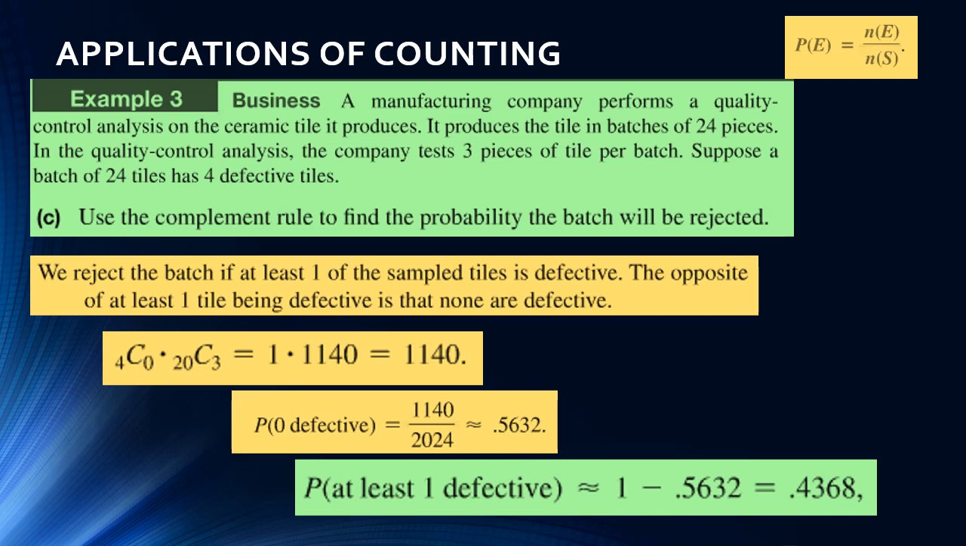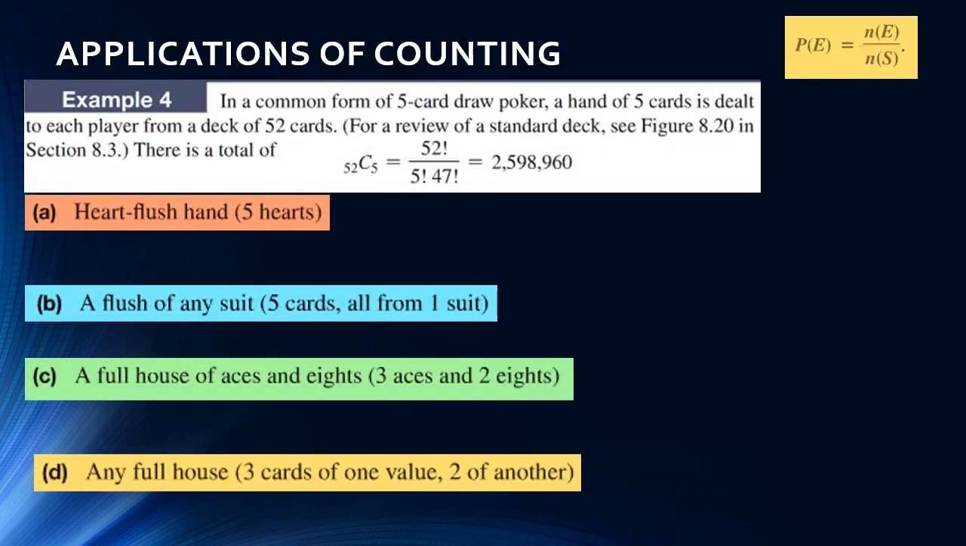So the complement rule can really help you simplify the amount of work that you have to do. All right, this is a great series of questions and problems similar to what we did before to look at different ways of figuring out the number of outcomes in the event.